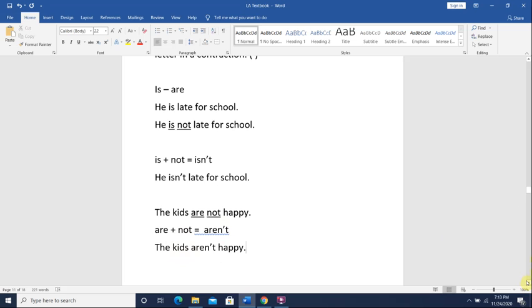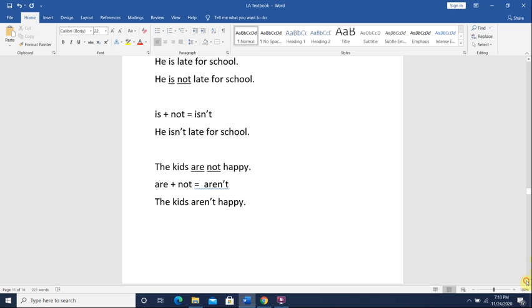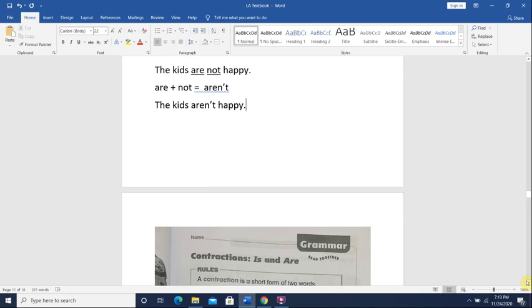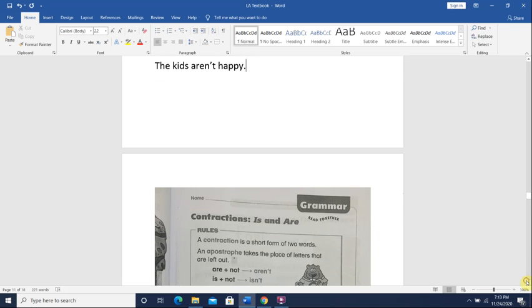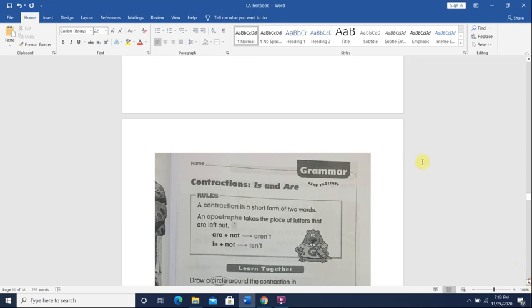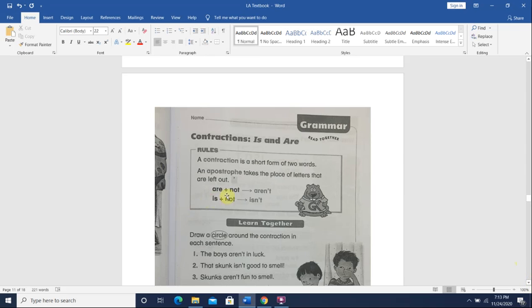Okay, let's go to our textbook and see if you can find the contraction in each sentence. It says here, a contraction is a short form of two words. An apostrophe takes the place of letters that are left out. So we will put the apostrophe in the places of the letters that we took out. Here we said are plus not is aren't. Is and not is isn't.